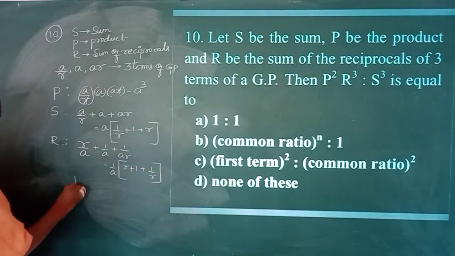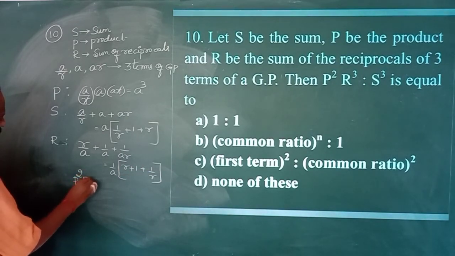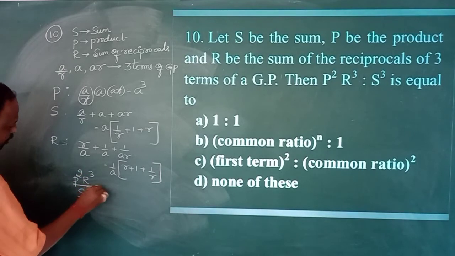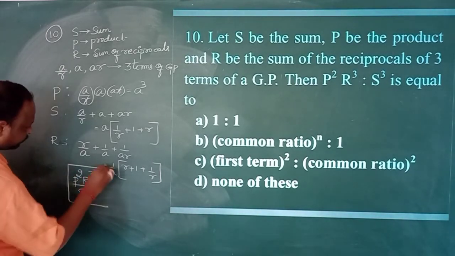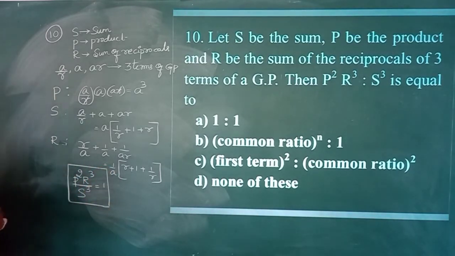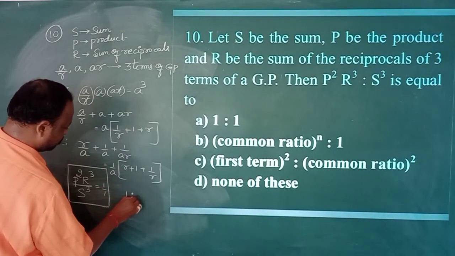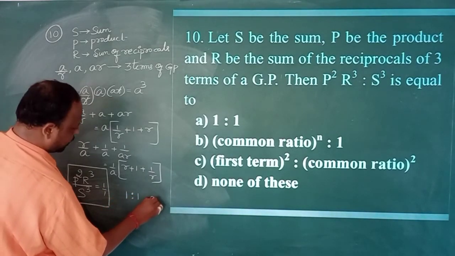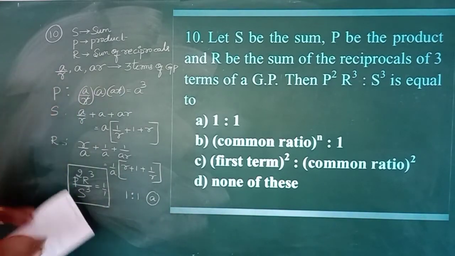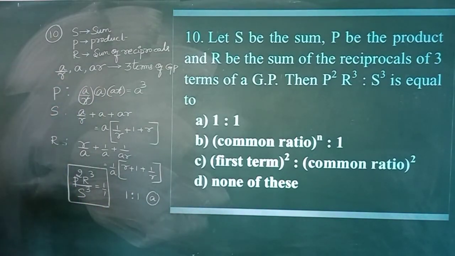So this is a standard result. P square R cube divided by S cube is always equal to 1. Always equal to 1, that is 1 is to 1. Option A is the answer. 1 is to 1.